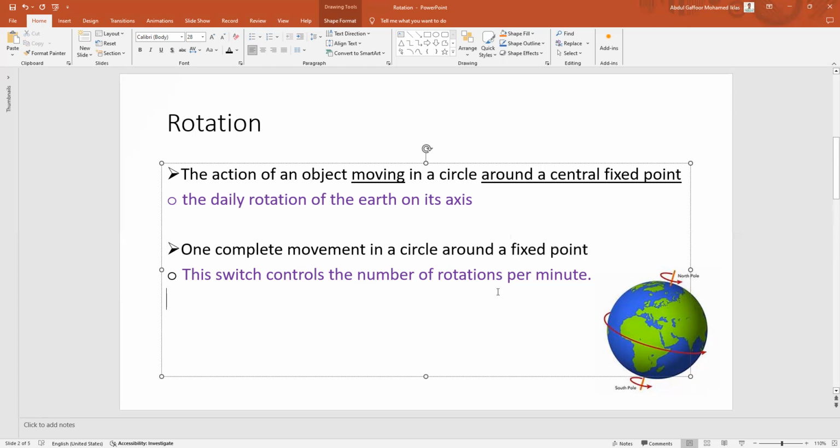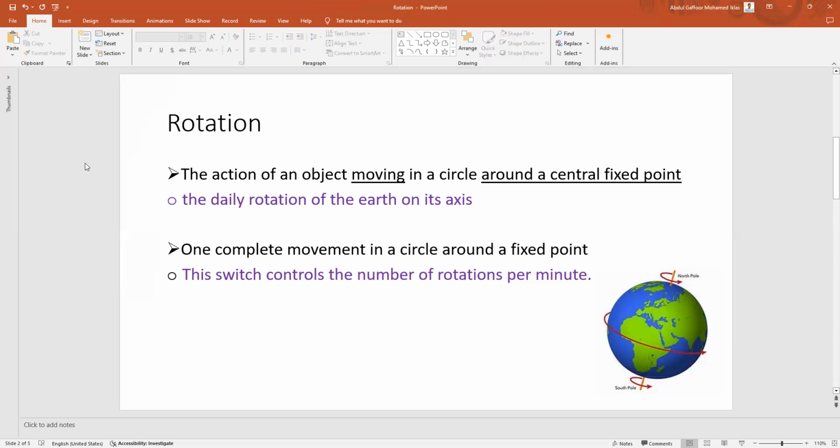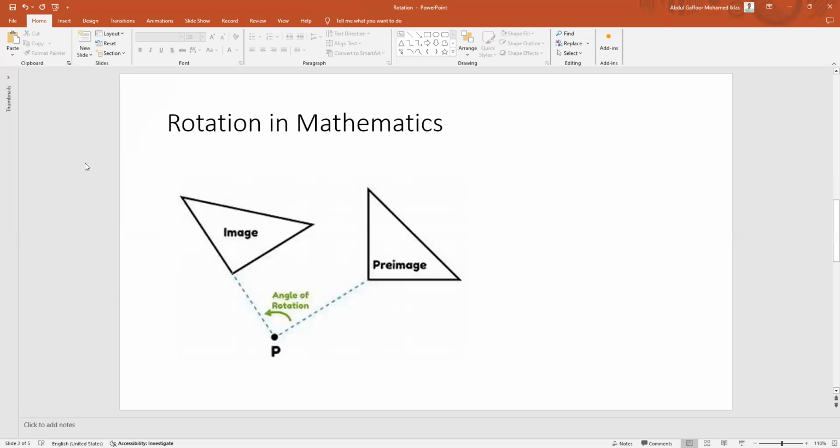Now, this switch controls the number of rotations per minute. If you look at this example, there is a switch, and when a fan is swinging, we can increase or decrease the speed of the fan with the help of a switch. So it will control the number of rotations occurring per minute. With that information, let me bring you to the next slide.